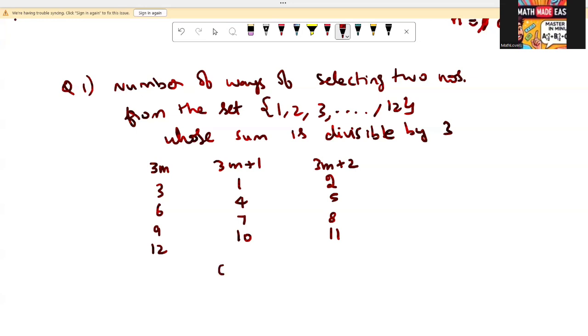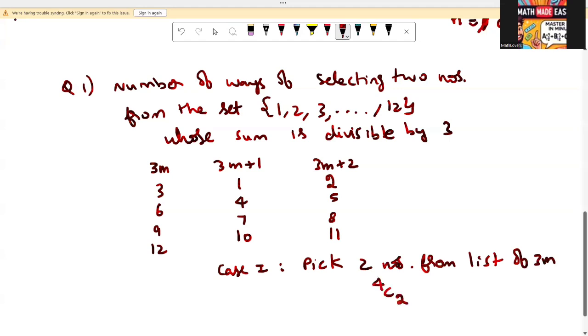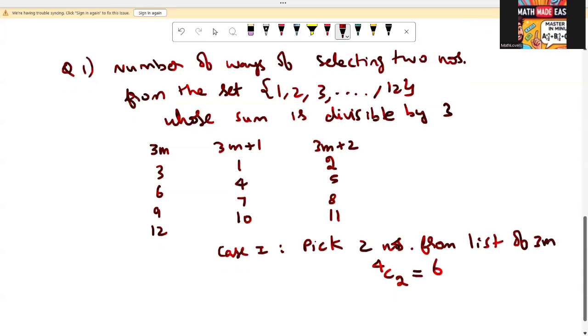Either case 1, pick two numbers from the list of 3 multiples. There are 4 numbers in that group, so it is going to be 4C2. The value of 4C2 will be 6. We can expand and see using the formula n factorial by r factorial into n minus r factorial.